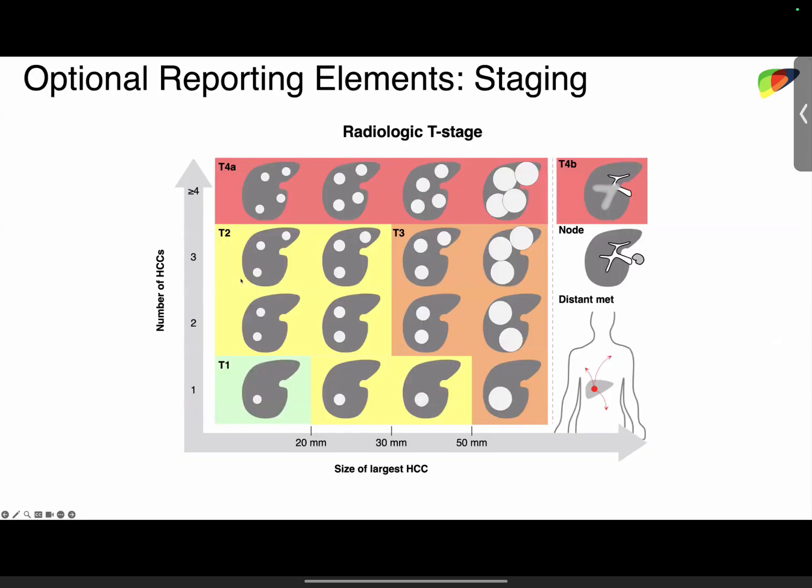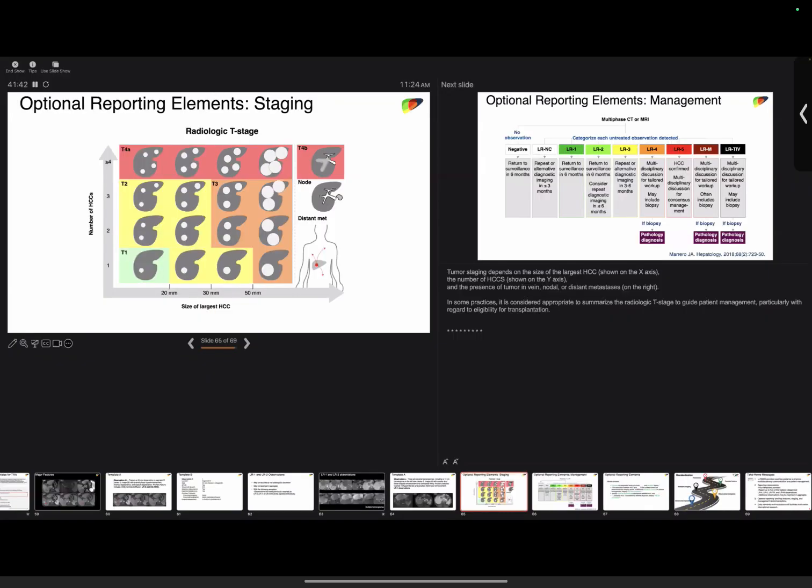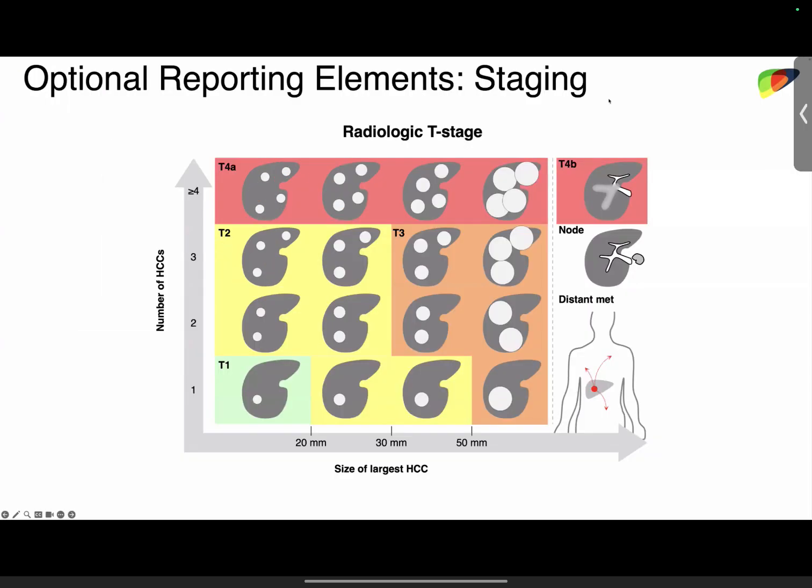An optional reporting element is the staging, which helps link individual observations with the overall stage and which guides the management according to your local institution preference in terms of staging, whether it's BCLC, whether it's radiology T-staging, or TNM. The general concept is that T1 and T2 observations are usually eligible for curative treatment, whereas higher stages require either downstaging or systemic treatment.